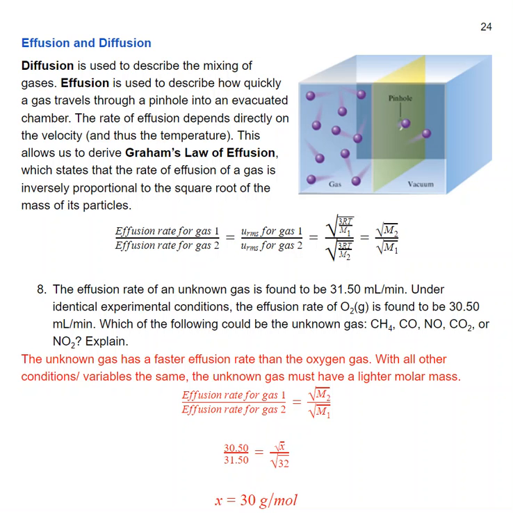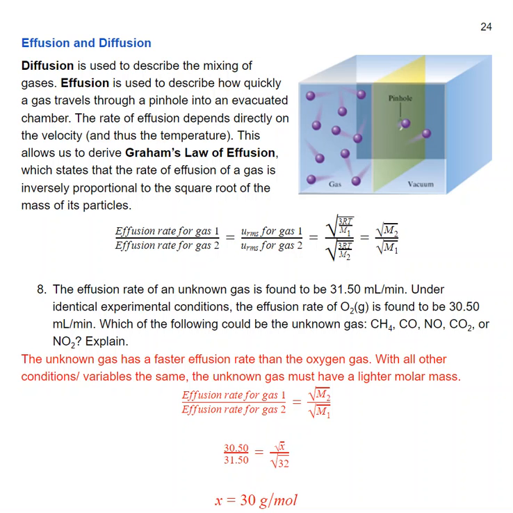An application of this different behavior is effusion and diffusion. Diffusion describes the mixing of gases, whereas effusion is a very specific phenomenon: how quickly a gas travels through a pinhole into a vacuum chamber. The rate of that effusion depends directly on the velocity and thus the temperature, but it also relates to the mass of the particles.